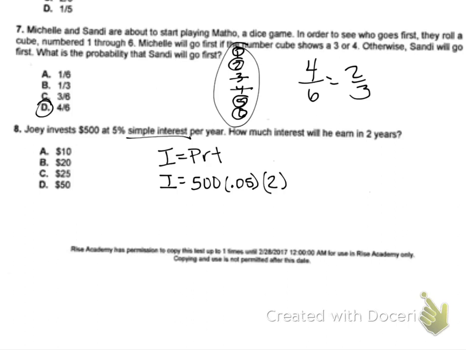And we just work that out. So I'm just going to do 500 times 0.05. And we get 25. And then multiply that by 2, so 25 times 2 is 50. The answer is D.